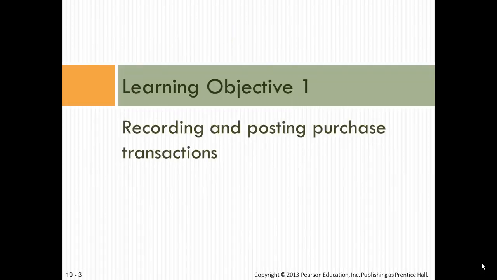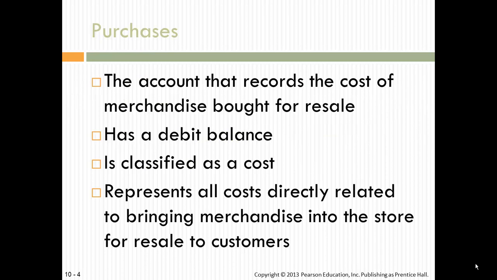Learning objective 1 is recording and posting purchase transactions. The purchases account records the cost of merchandise bought for resale. So once again, you're talking about the merchandising function. A purchase account has a debit balance. It's classified as a cost, and it represents all cost directly related to bringing merchandise into the store for resale to customers. So it is a function related to merchandising.